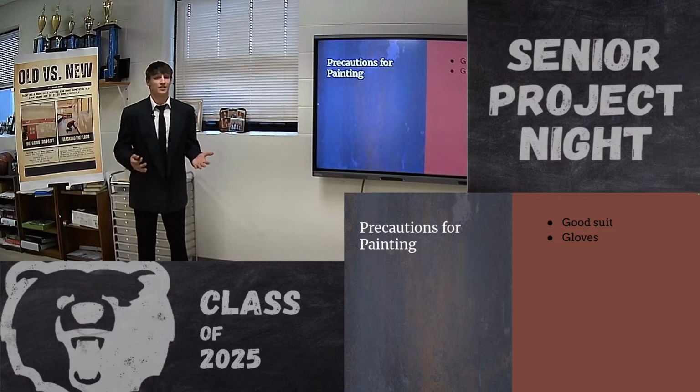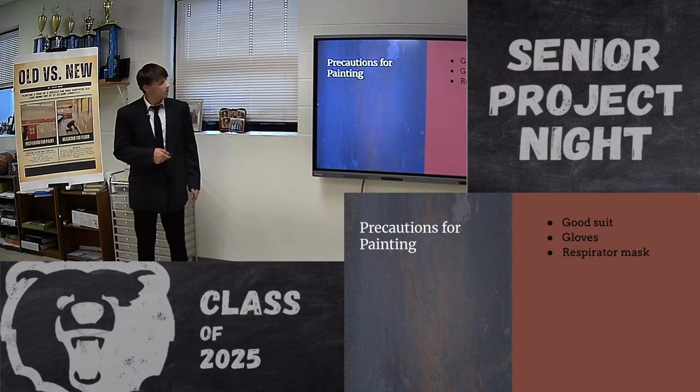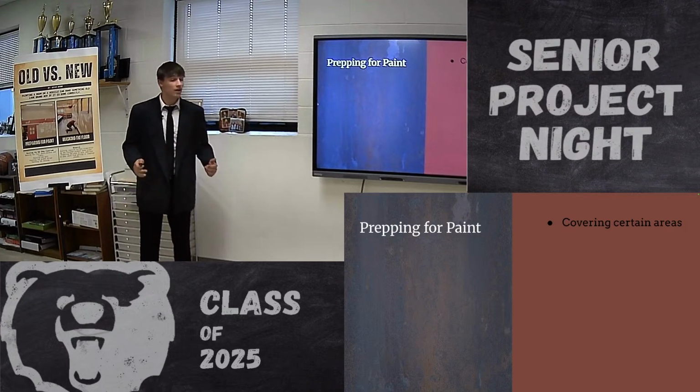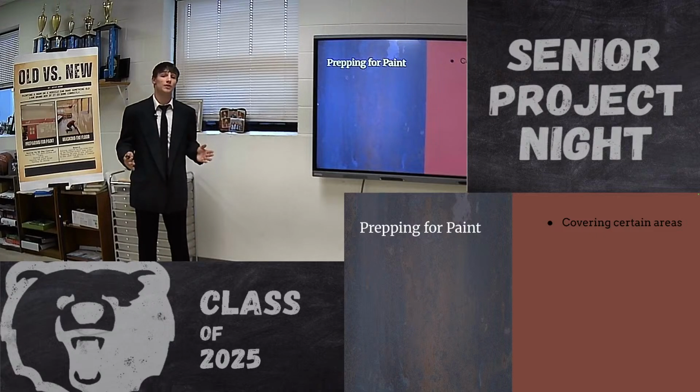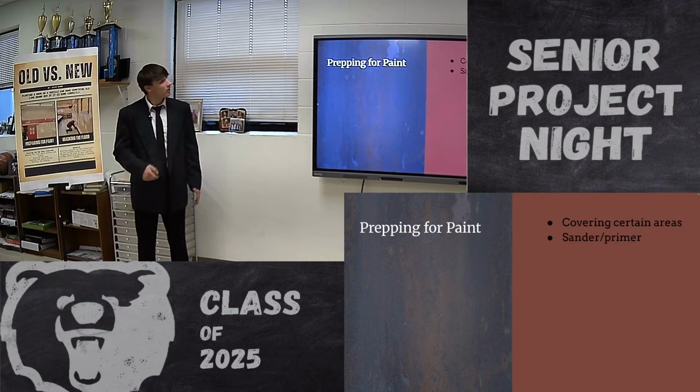It can get in your hands super easily. And a respirator mask. Also, those chemicals, all the metals such as lead, it can get down into your lungs, cause hard breathing or cancer or maybe even worse over time. Prepping for paint. Covering certain areas such as your windshield, your mirrors, other windows, wheels, or anything you don't want to get paint on, such as a chrome bumper.